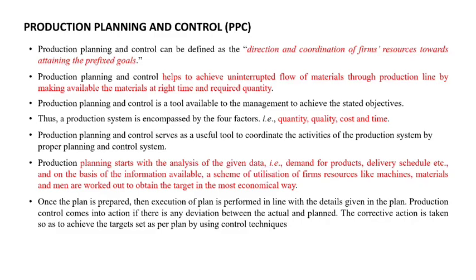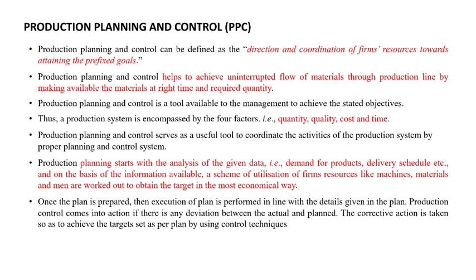Moving on to PPC, production planning and control. It can be defined as the direction and coordination of firms' resources towards attaining the prefixed goals. It helps to achieve uninterrupted flow of materials through the production line by making available the materials at the right time and in the required quantity. Here we focus on 4 factors: quantity, quality, cost as well as time.